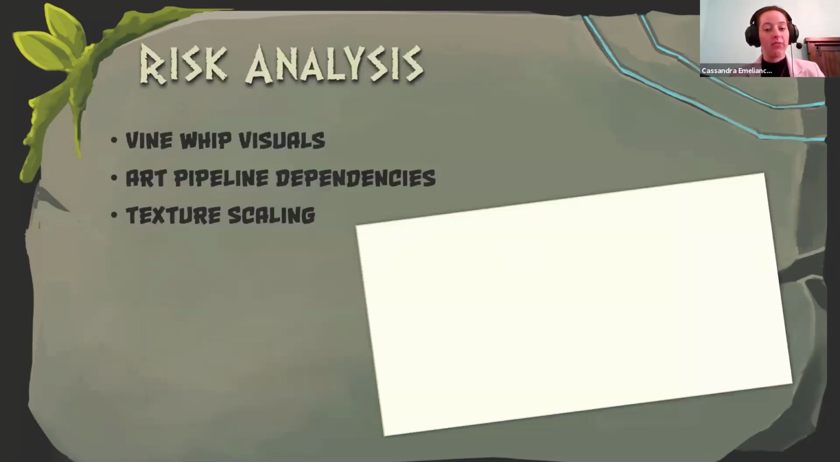We also did a risk analysis, and we identified our top 3 risks. So these were vine whip visuals, where with our vine whip, we are encountering a few issues with making the whip of the vine look physically accurate. Right now, it's just kind of a rope that shoots straight to the anchor point rather than something that has a nice flow to it.